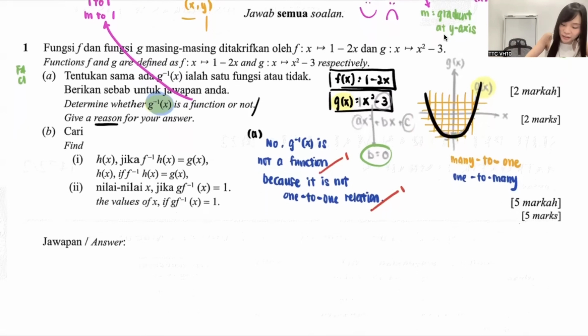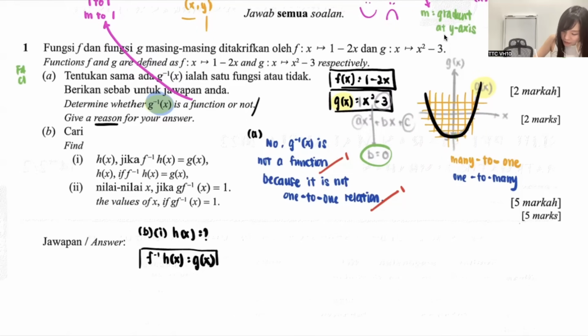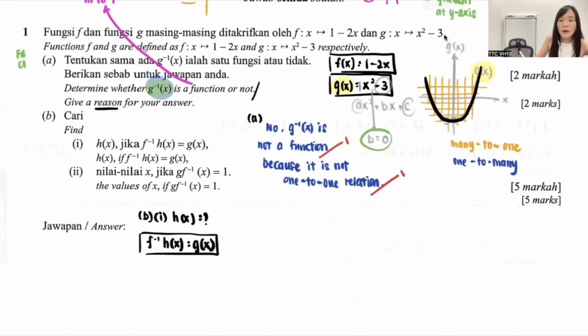Okay, my dear? So next one, B. They say find h(x). So guys, you want to find h(x), and they say if f inverse h(x) equals g(x). So guys, this is what they give. I think I need to do this. So first thing first, do I have the g(x)?